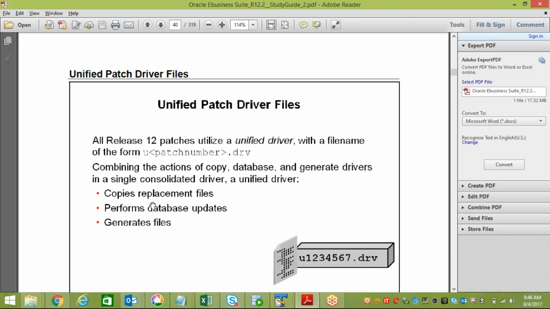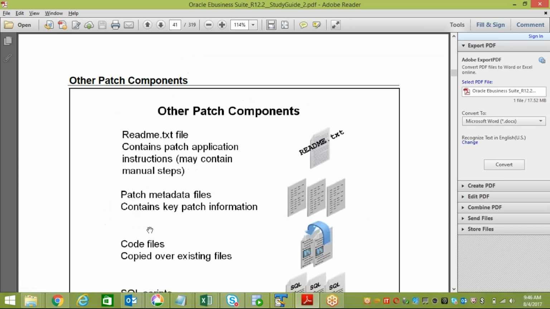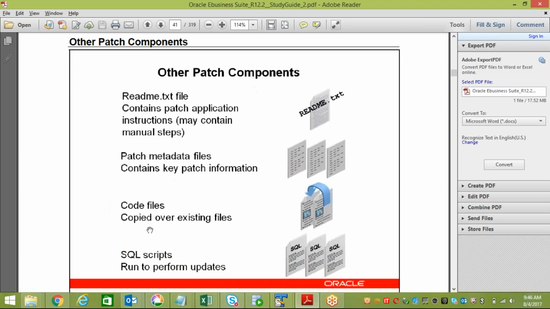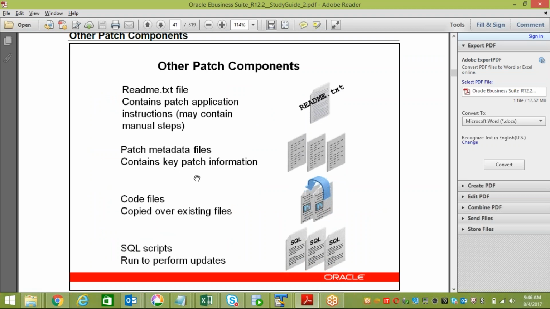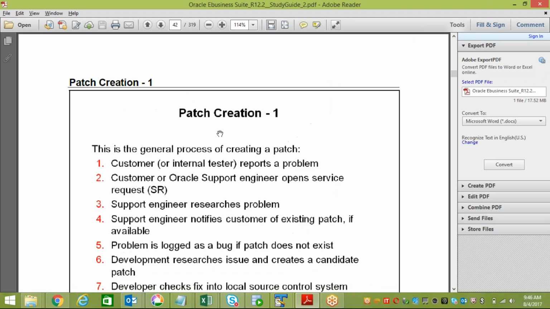All right. So it contains, first, it will be taking care of a copy portion, it will be taking care of a database portion, and then a generate portion. As I said, it contains the key patch information: copy files, existing files, and all. If any SQL related updates happen, this thing. The readme contains the patch application instructions, so manual steps, if any manual steps are there, and that information.